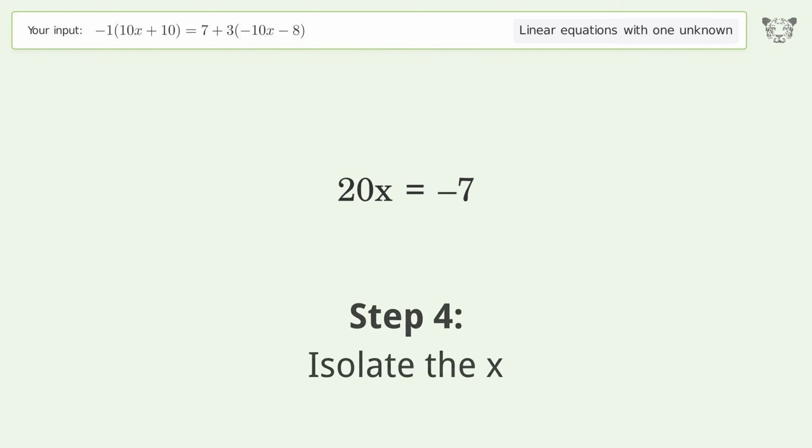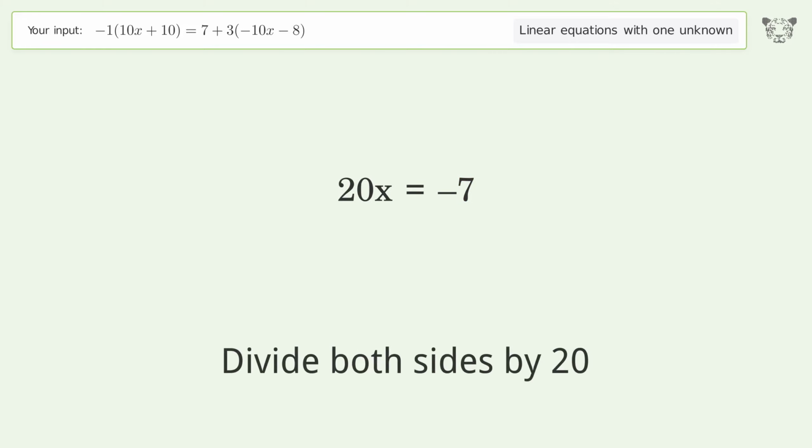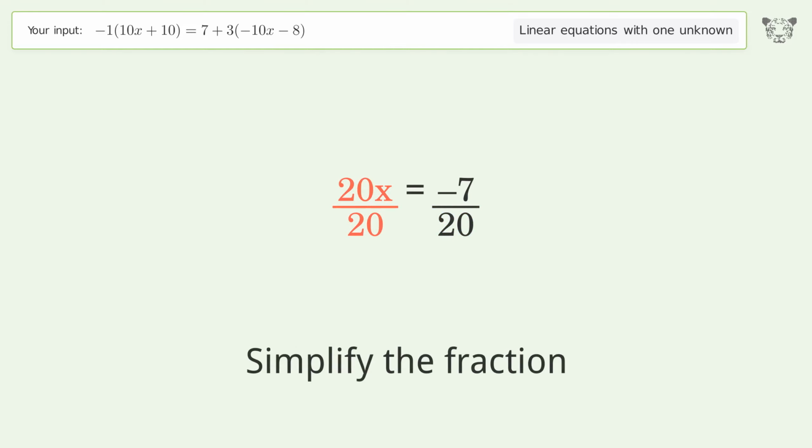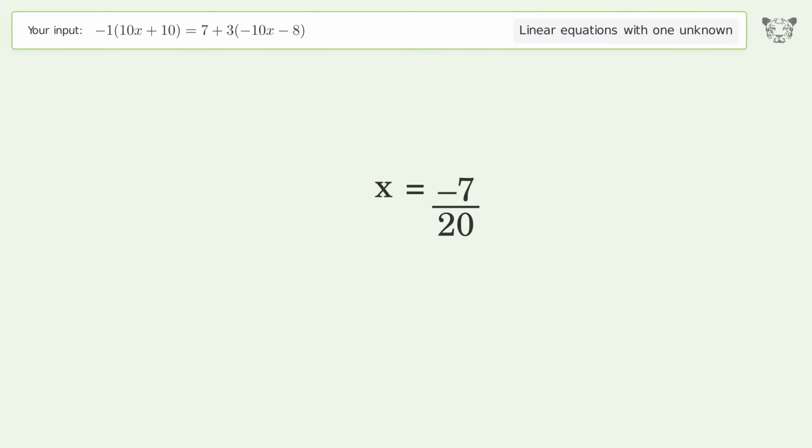Isolate the x. Divide both sides by 20. Simplify the fraction. And so the final result is x equals -7/20.